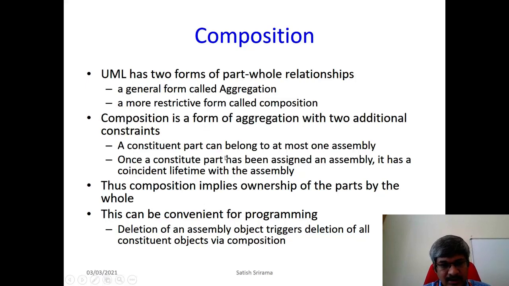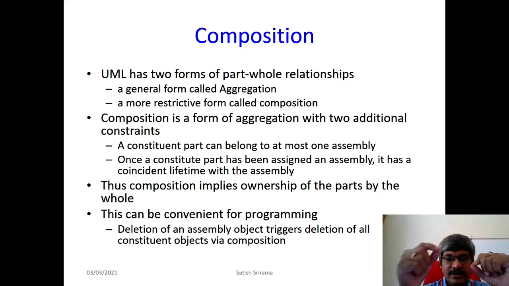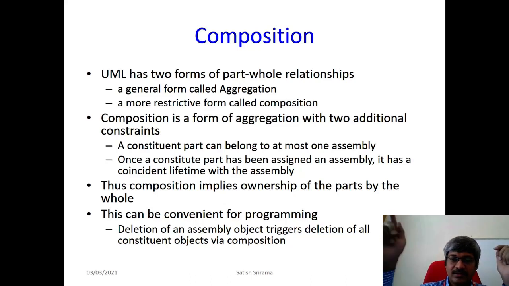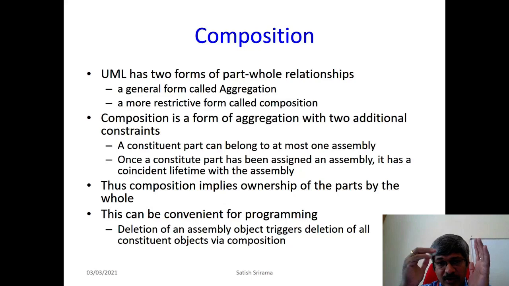The first constraint is that a constituent part can belong to at most one assembly. In the earlier example, we have seen there is a blade, and say there is that lawnmower. This blade can be fit into that lawnmower, or there can be several other models of lawnmowers, and this blade can actually fit into several of those. But in terms of composition, a constituent part can belong to at most one assembly.